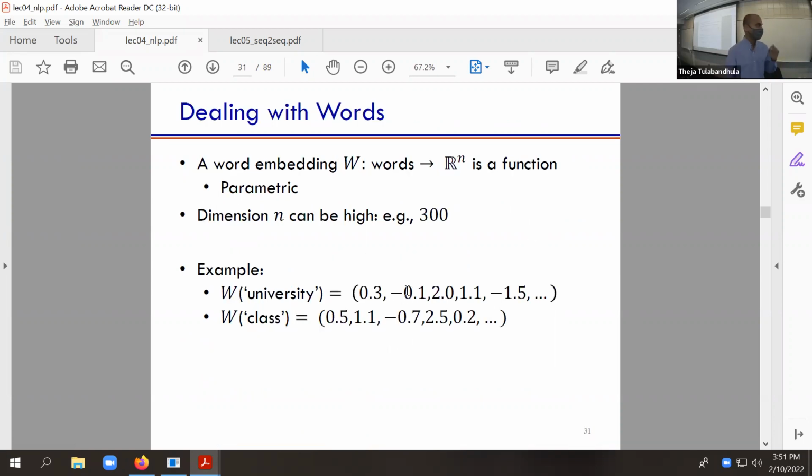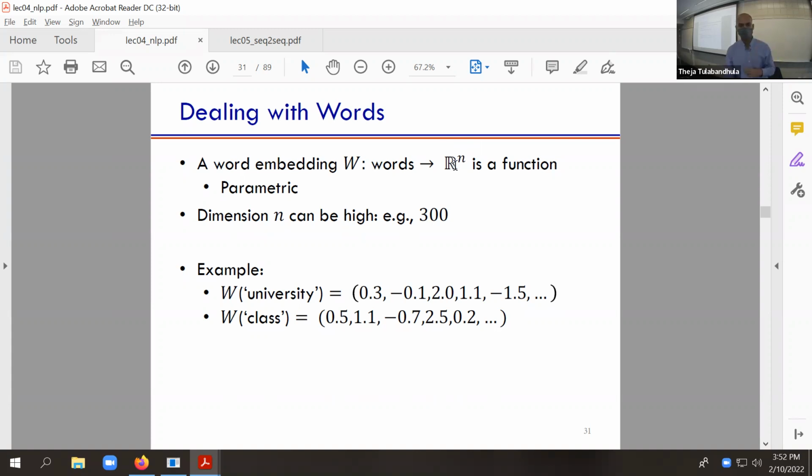Just to reinforce, what do we mean by word embeddings? Just think of a word embedding as represented by this function W or a matrix W. We are going to take both these views. Remember, a matrix is also a function. A matrix represents a linear transformation, a linear function. So we have this function. Given a word as an input, think of a Python function that spits out a vector, which is, let's say, 300 dimensional.